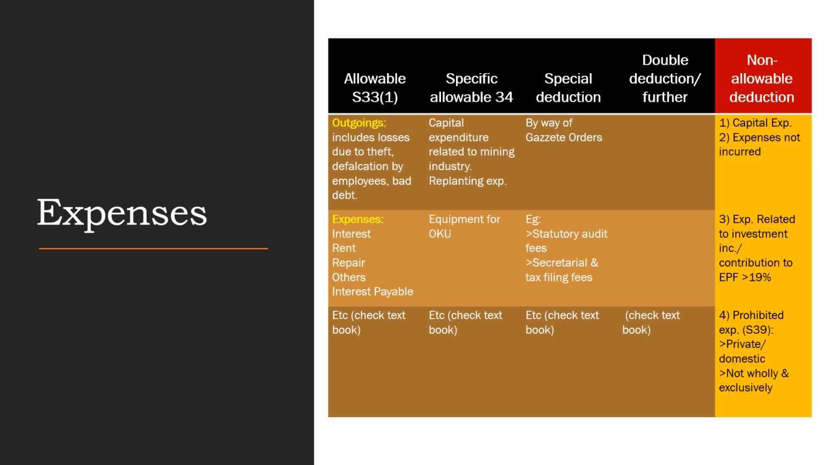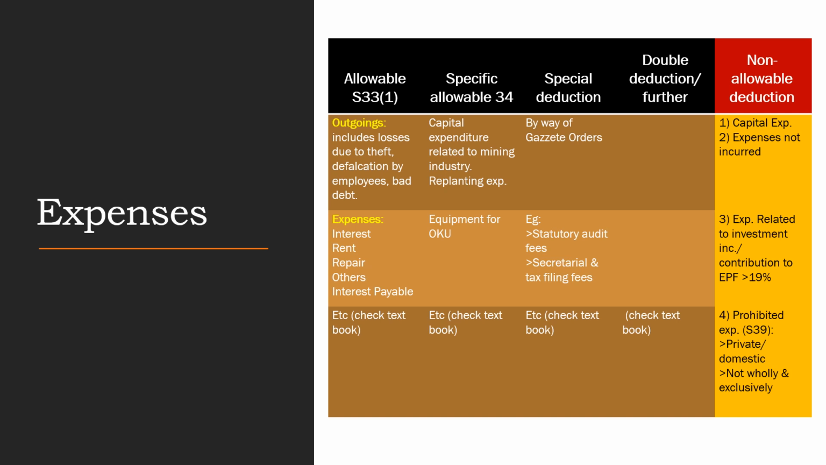So expenses actually we can classify under section 33(1), which is allowable, and then section 34, specific allowable, which means that these expenditures are specifically allowed by section 34, although they are capital expenditure. Okay, capital expenditure, as I explained just now, is not allowed to deduct, but certain expenditure is specifically allowed by the Act under section 34, such as capital expenditure related to the mining industry, like replanting expenditure.